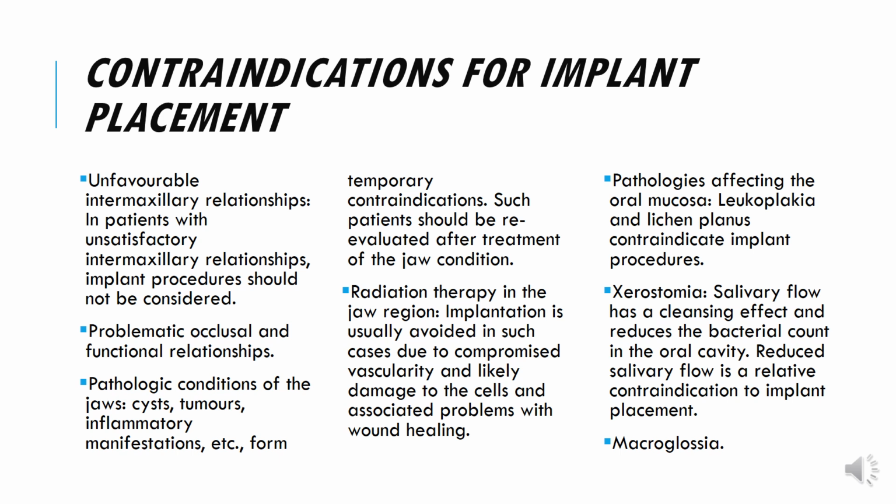Next is radiation therapy in the jaw region. Implantation is usually avoided in such cases due to compromised vascularity and likely damage to the cells and the associated problems with wound healing. Next one is pathologies affecting the oral mucosa. Leukoplakia and lichen planus contraindicate implant procedures. Next one is xerostomia. Salivary flow has a cleansing effect and reduces the bacterial count in the oral cavity. Reduced salivary flow is a relative contraindication to implant placement. Next one is macroglossia.